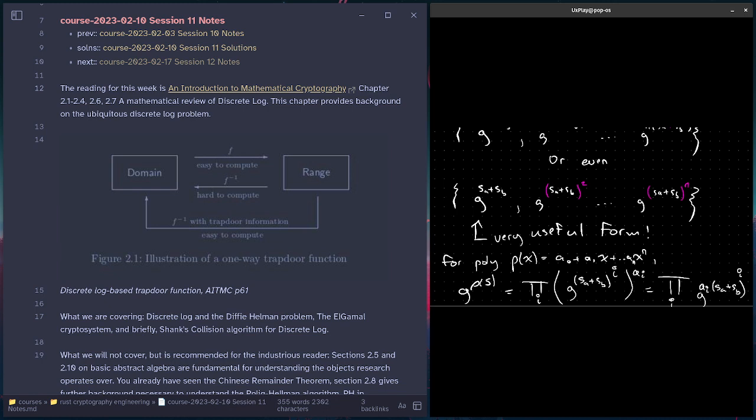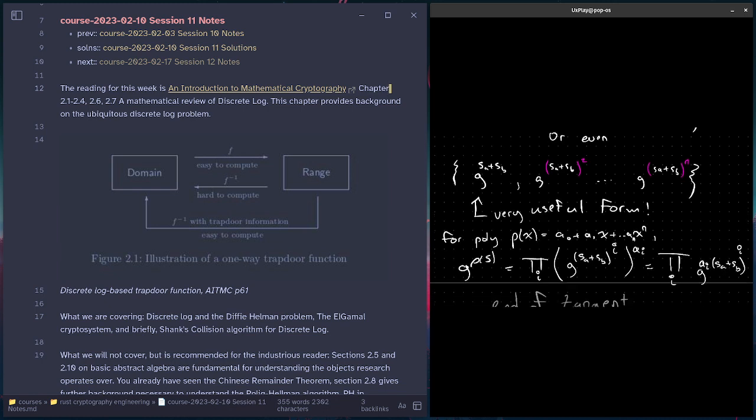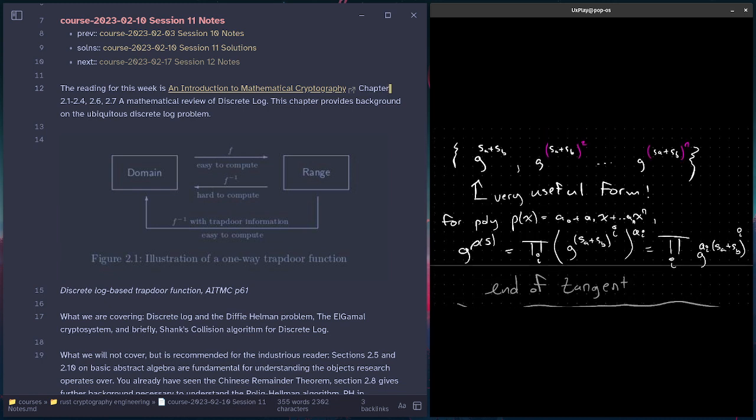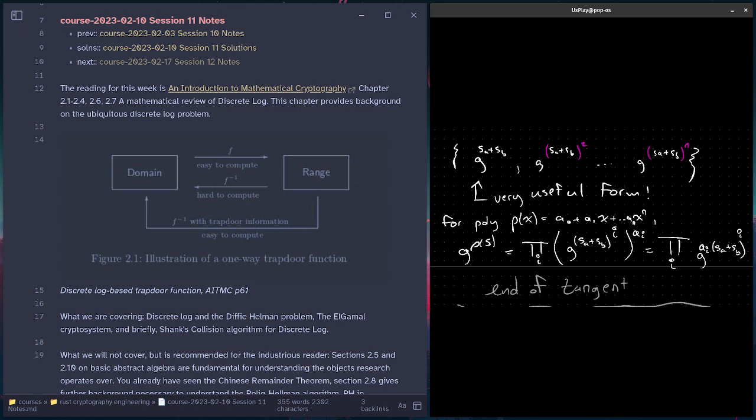Okay, I think I made the remark. Very useful form. I feel like a government bureaucrat. This is a very useful form. You must not lose this form.